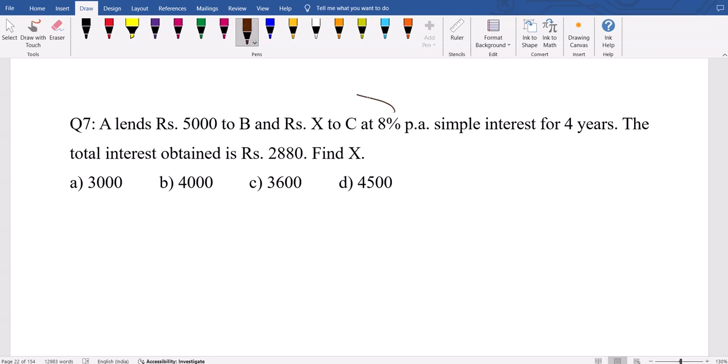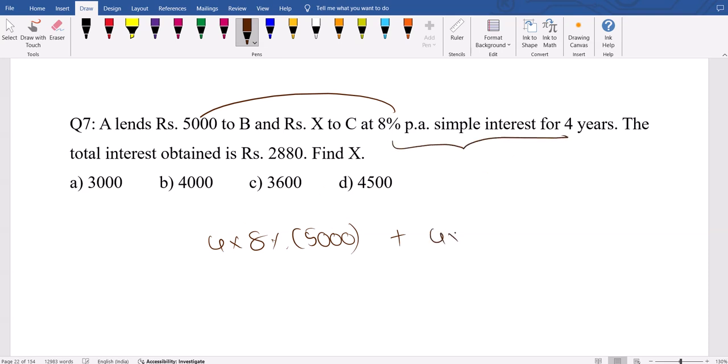See, 8% of 5,000, 1 year 8%, 4 years means 4 into 8, plus 4 into 8% of X, must be equal to 28,800, the total interest. Now I have to calculate X value. So 32 is common everywhere. In every term here, 32% is common. I think we can cancel 32 into 6.